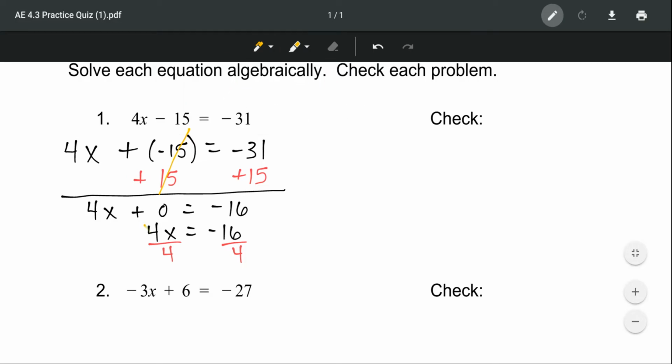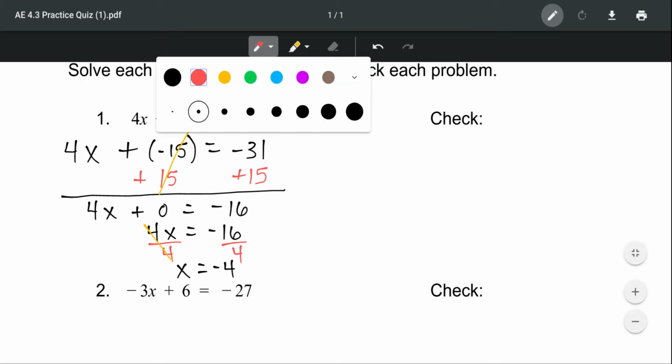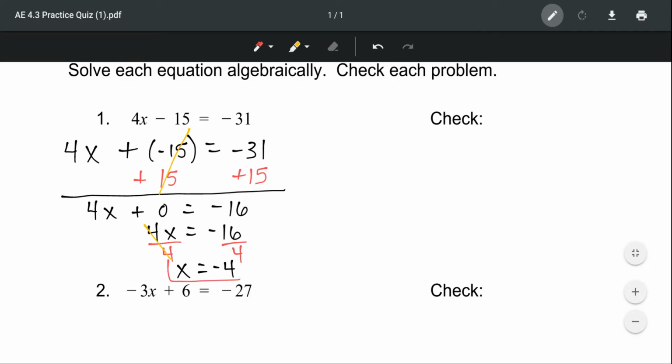So the 4's cancel out on the left side, and you're left with x is going to equal negative 16 divided by 4 would be negative 4. So x will equal negative 4.